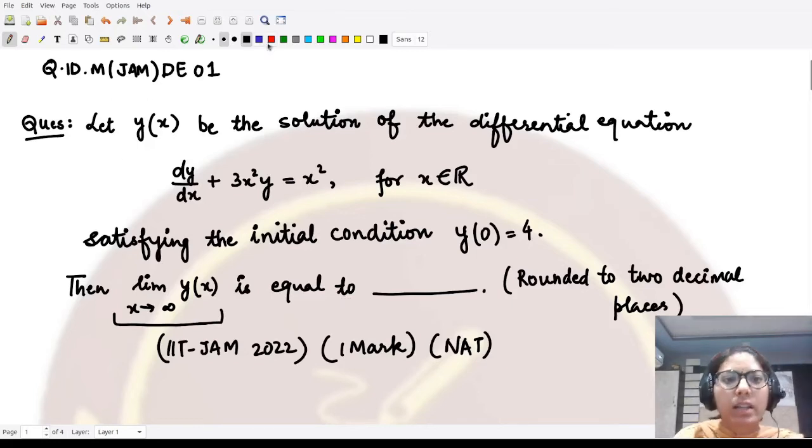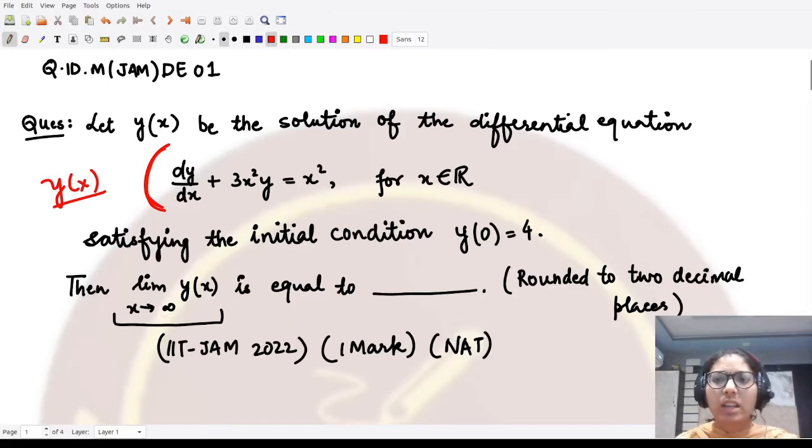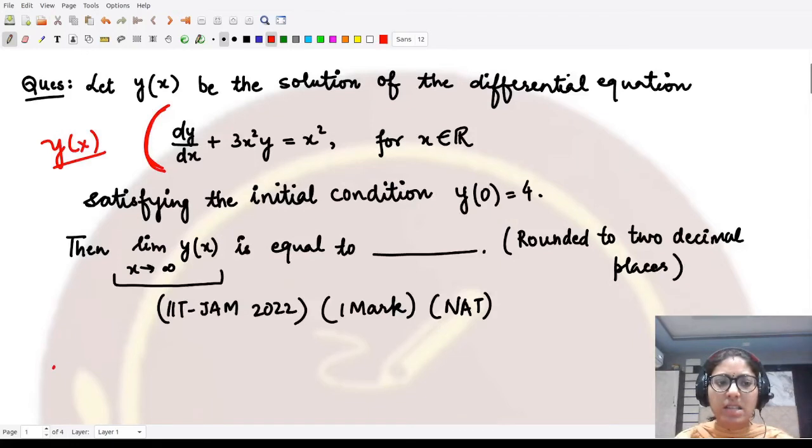Here in this case we are provided this differential equation. When we solve this differential equation, we would be able to have our function y of x, and then we apply the limit as x approaches infinity to find the value of this function. Now this is a very simple question. If you have studied just a little bit about differential equations, you will be able to solve these questions.